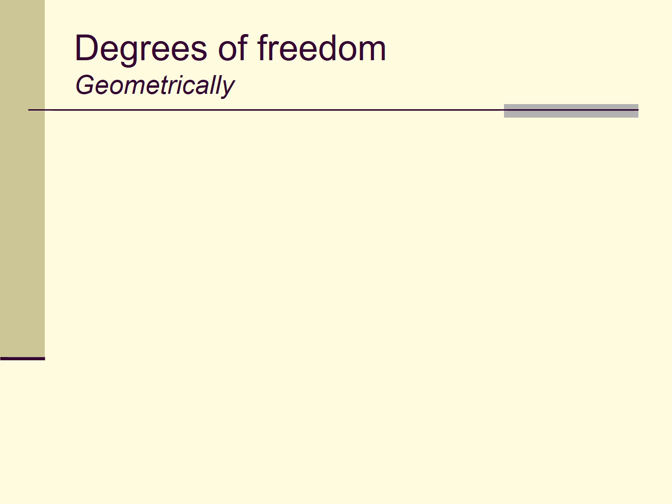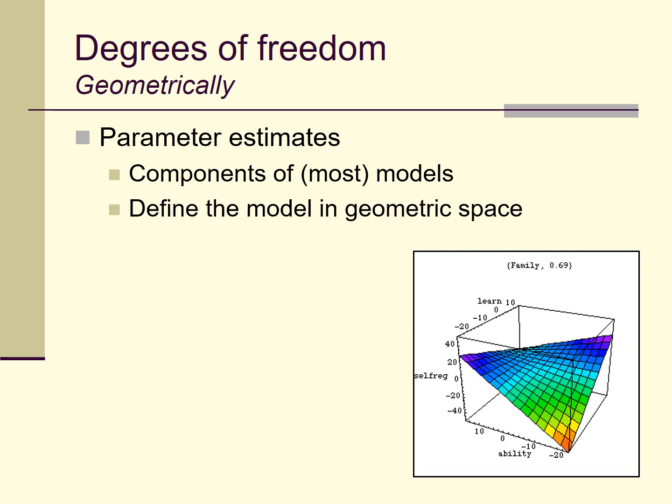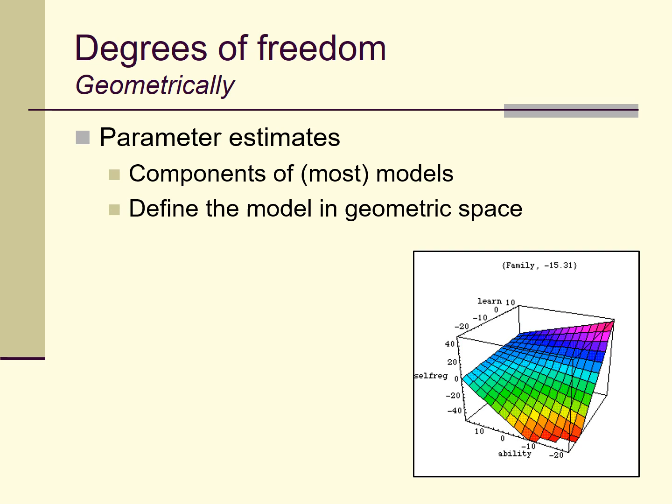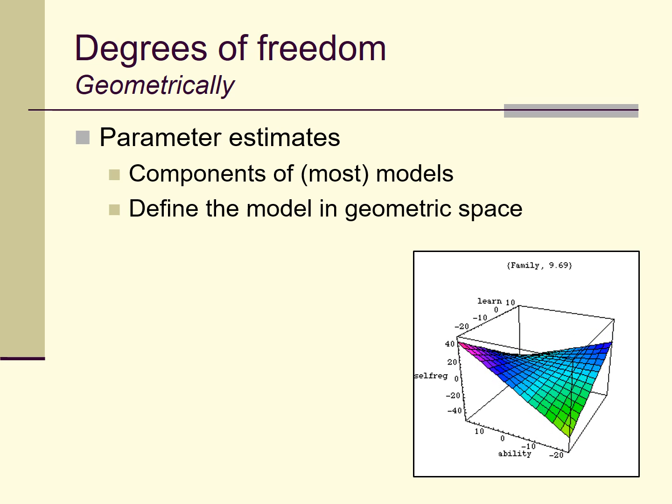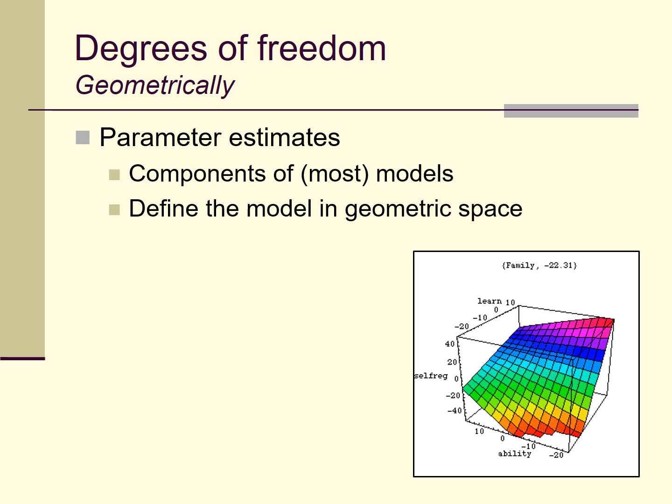Now, if you're like me, thinking about degrees of freedom algebraically makes a little bit of sense, but it's a little bit hard to wrap your mind around. I find it a little bit easier to think about degrees of freedom in terms of geometry. And here what we're doing is we're focusing on the elements of a model, particularly the parameter estimates, which are the components of most models and which define those models in geometric space. And if that seems a little bit heady and mind expanding, hold on, because I'll show you some pictures that hopefully will make it seem a little bit more obvious.